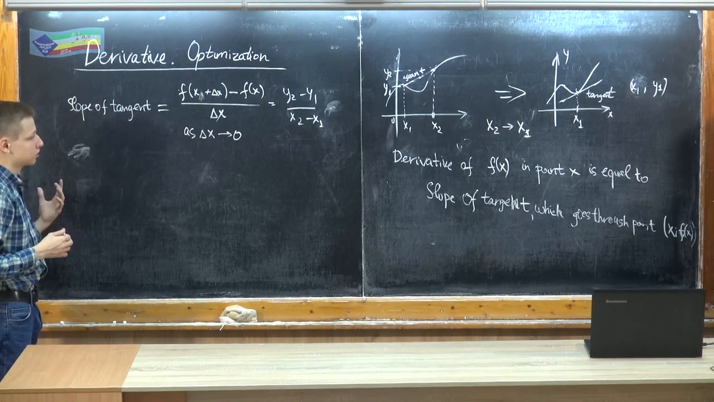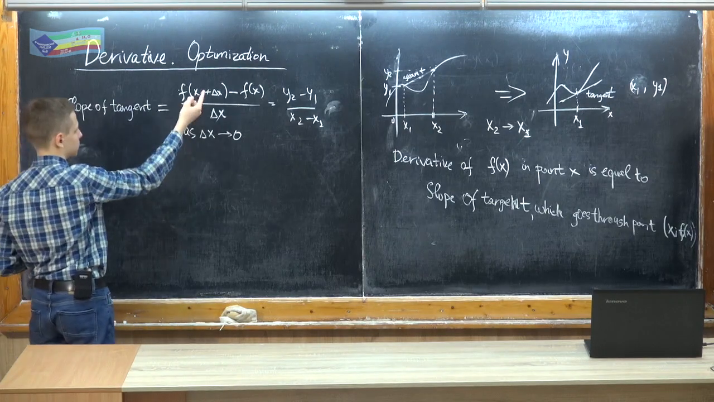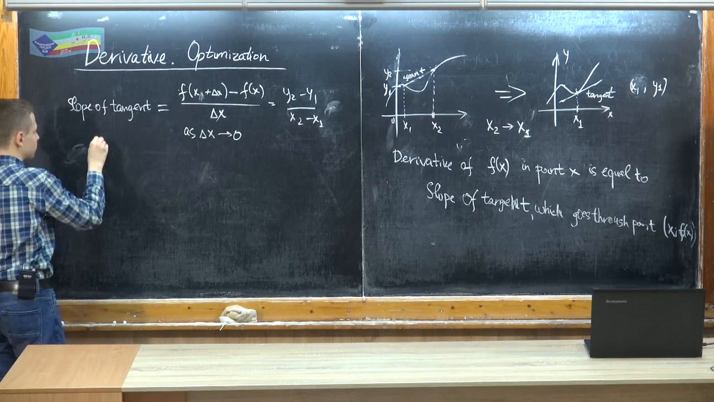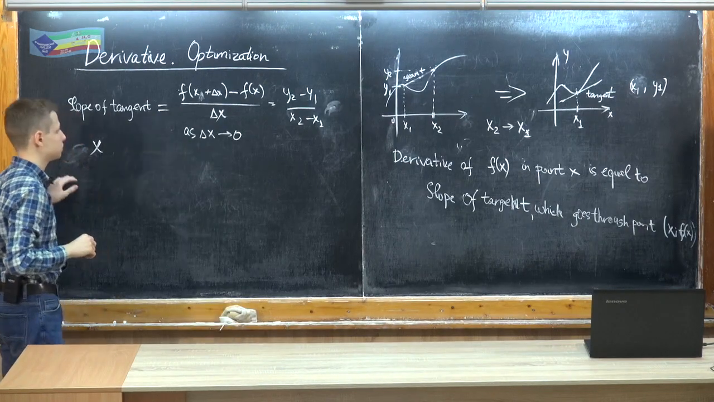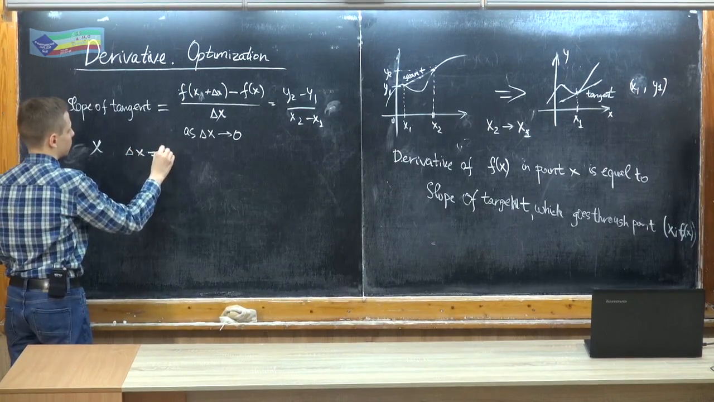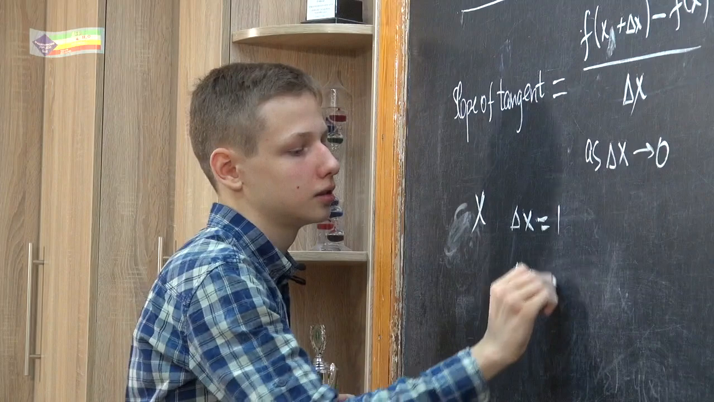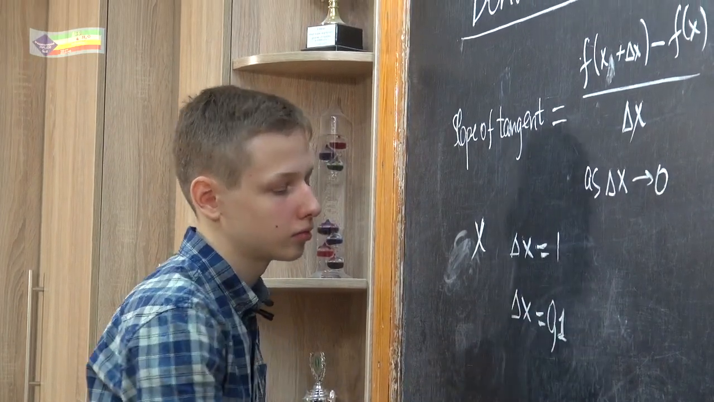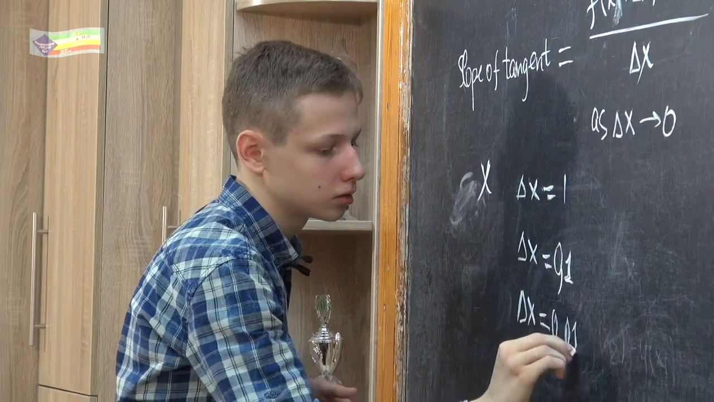Delta x is getting closer to 0. So consider that you have a calculator, and you know x, where you want to calculate the derivative, and you just substitute delta x equal to 1, calculate by this formula, then delta x is getting smaller and smaller.